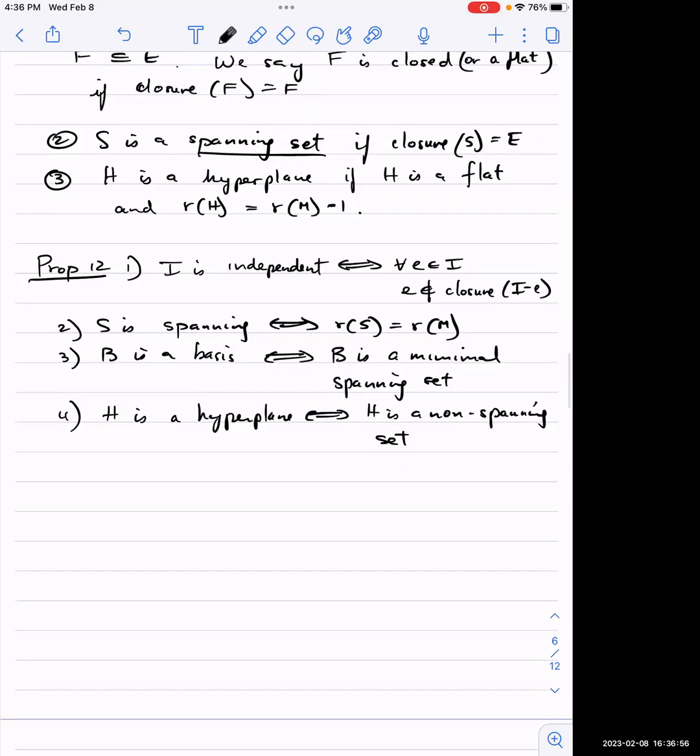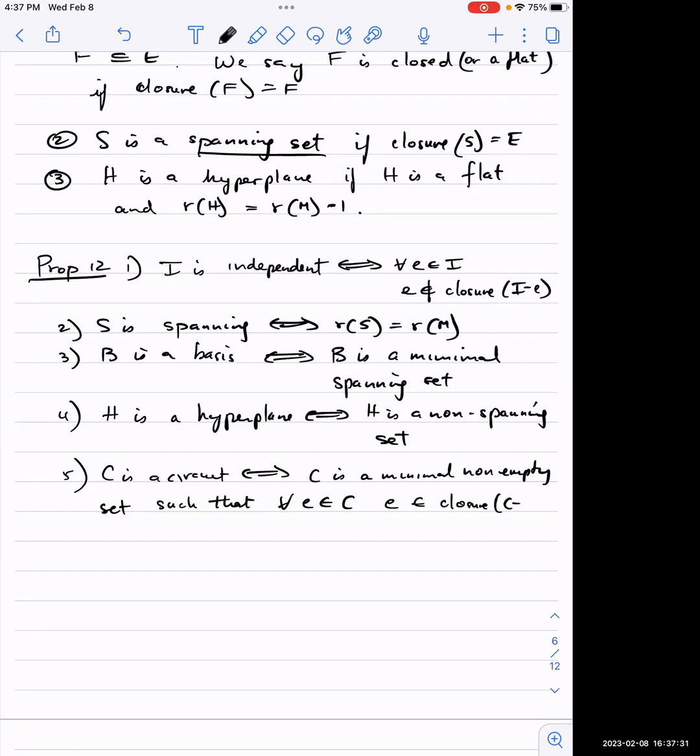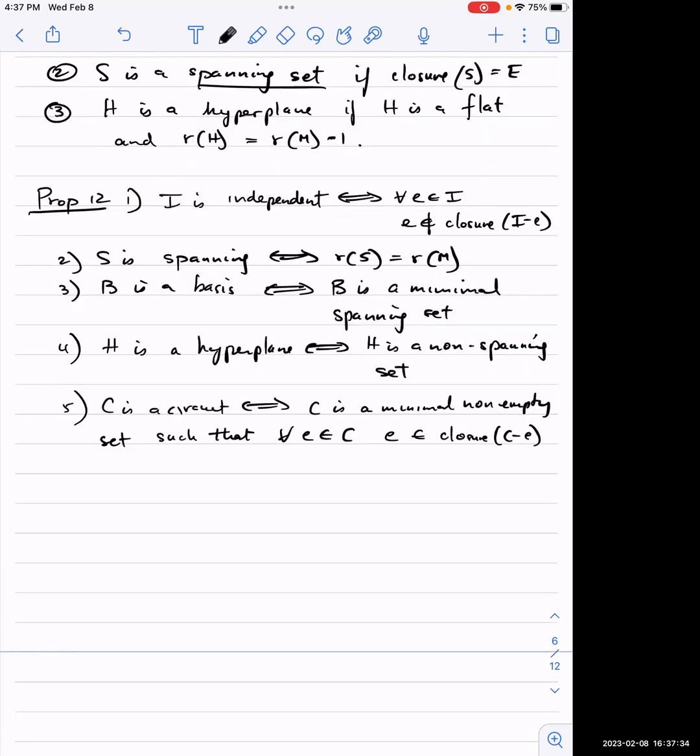And a circuit is, C is a circuit if and only if C is a minimal non-empty set such that for every E in C, every element of C, E is in the closure of C minus E. All right.